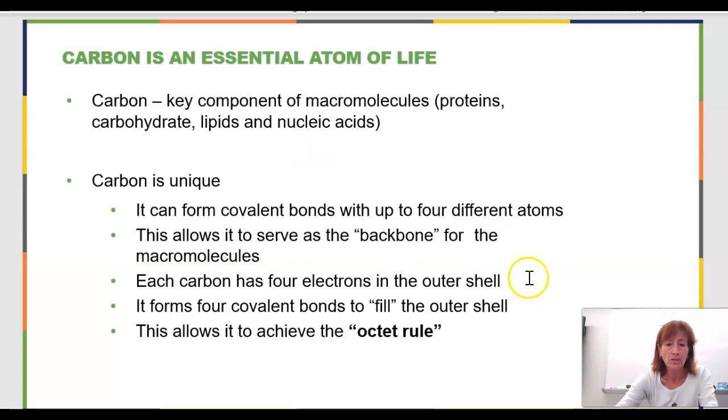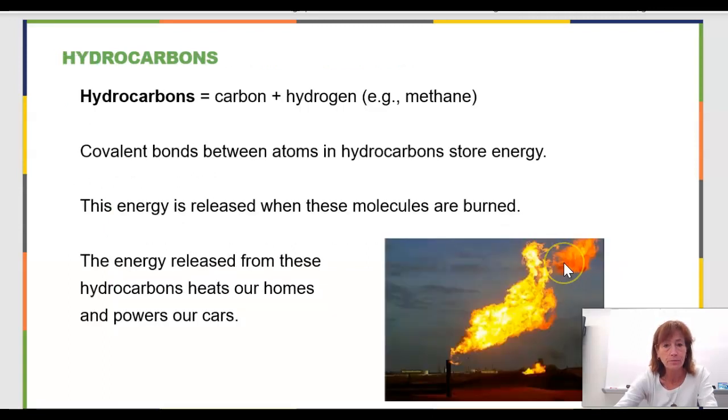One of the things we'll notice is that carbon has the ability to form covalent bonds with up to 4 different atoms. So we're going to see how it serves as a backbone for lots of larger molecules. Each carbon has 4 electrons in its valence shell, the outer energy level. Once having filled those through covalent bonding with atoms of other elements, carbon becomes extremely stable. It achieves that octet rule.